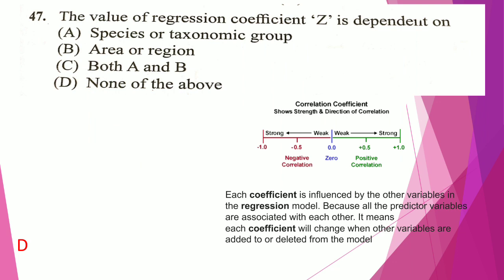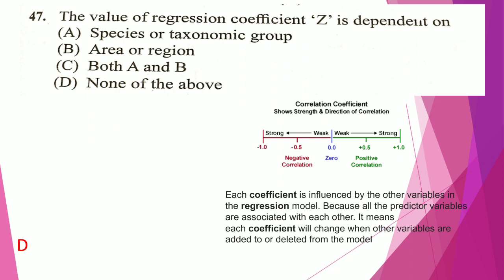The value of the regression coefficient, or slope of the line, always depends on which option: species or taxonomic group, area of the region, both A and B, or none of the above? Species or taxonomic group: no. Why is it not the taxonomic group? Each species may differ from one place to another, so it can't be a proper reason. B, area or region: if you take the area or region, how can you calculate the slope of the line? You can't predict. So none of the above.